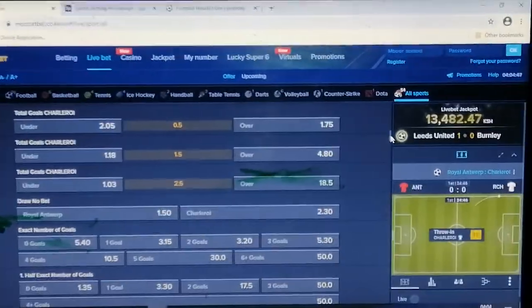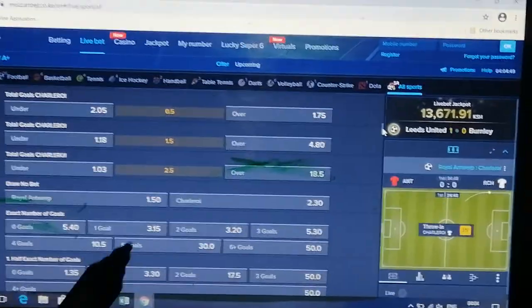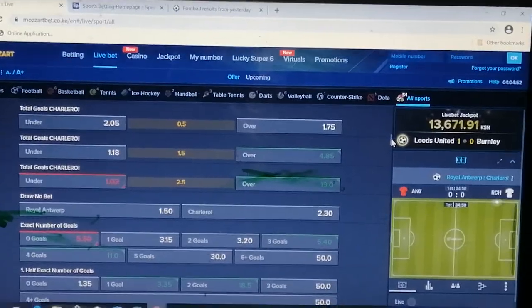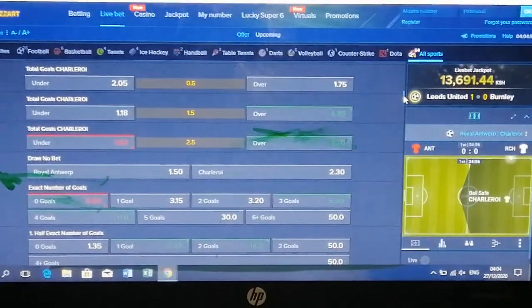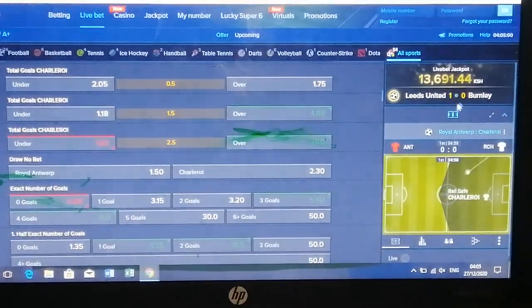Whereas with this over 0.5, the result can give you an extra $5. So let's keep waiting and watch the game.